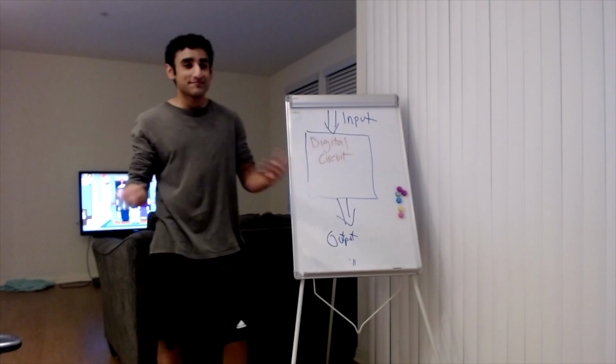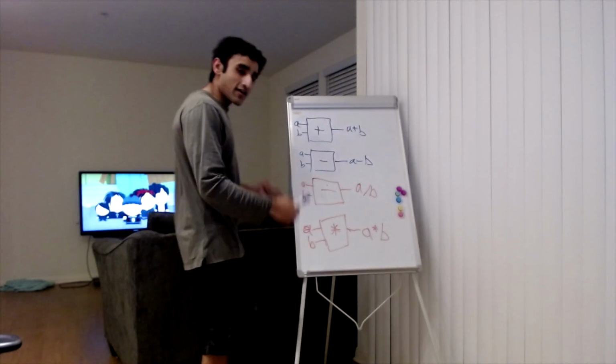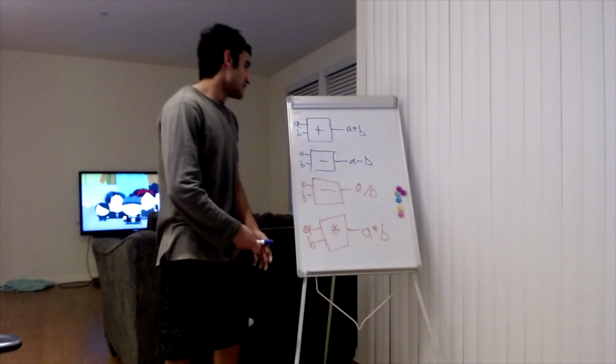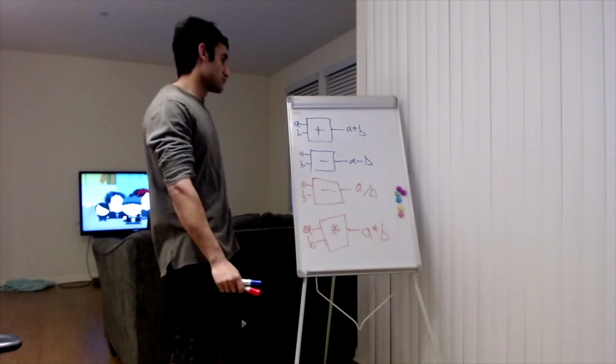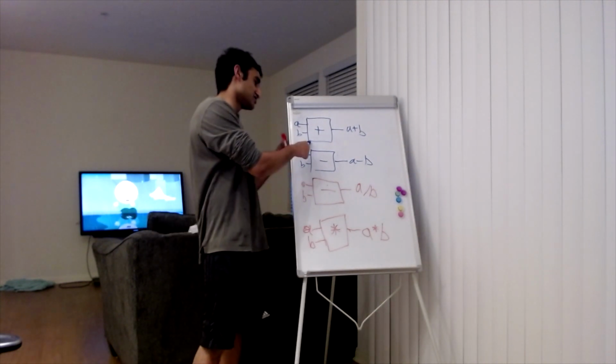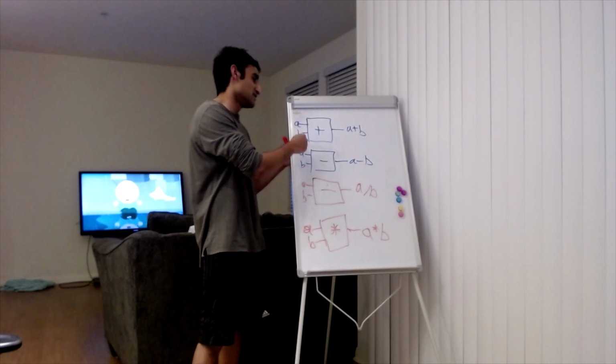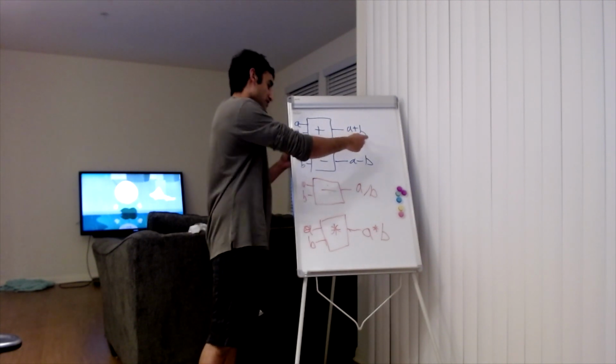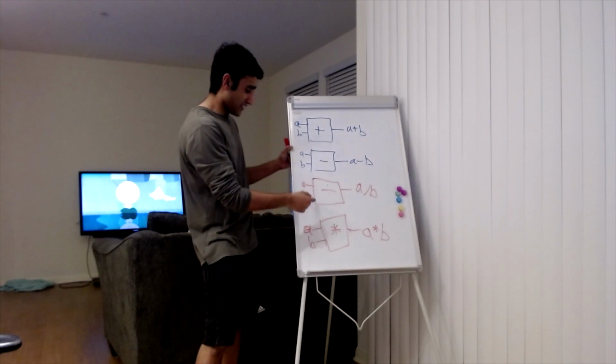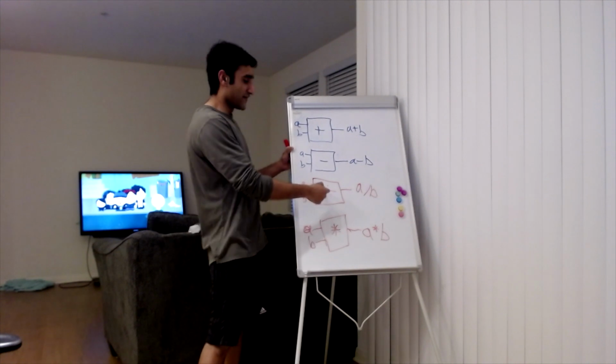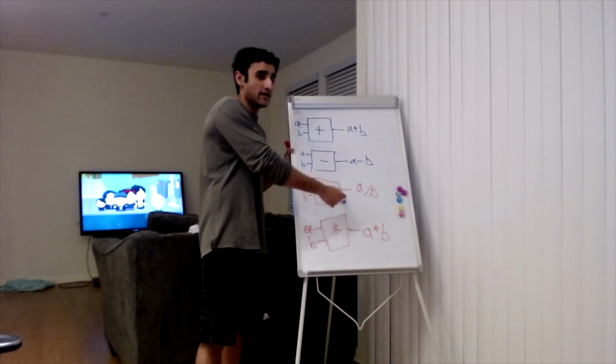You could have different types of digital circuits. These are 4 examples of digital circuits right here. They're pretty self-explanatory, but I'll walk through them pretty quickly. This one right here is going to just add them. It's going to take in 2 inputs, A and B, and you're going to get out of it A plus B. Right here, you're going to put in A and B. It's going to divide them, and at the output, you're going to get A divided by B.